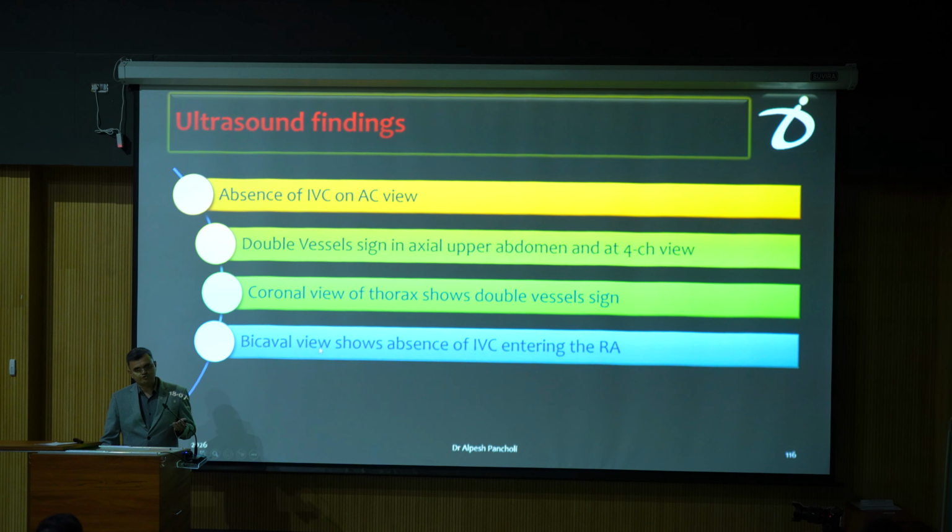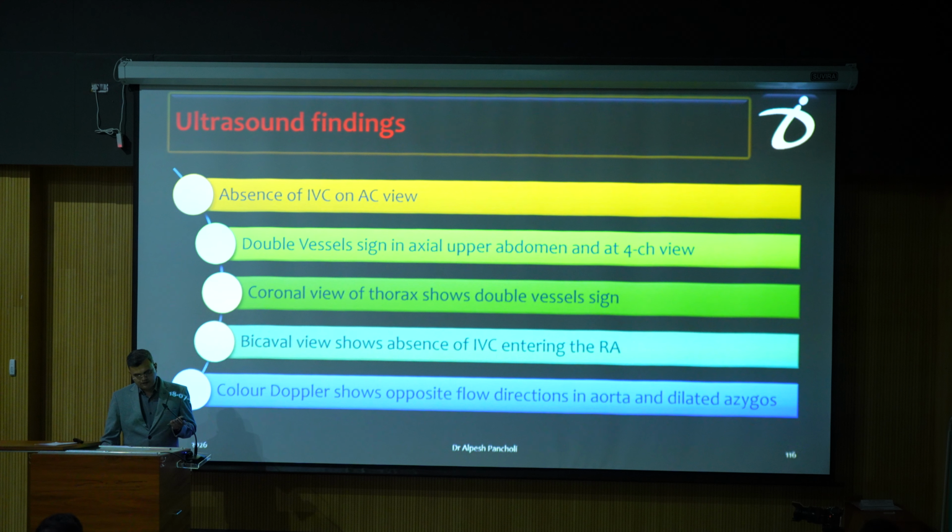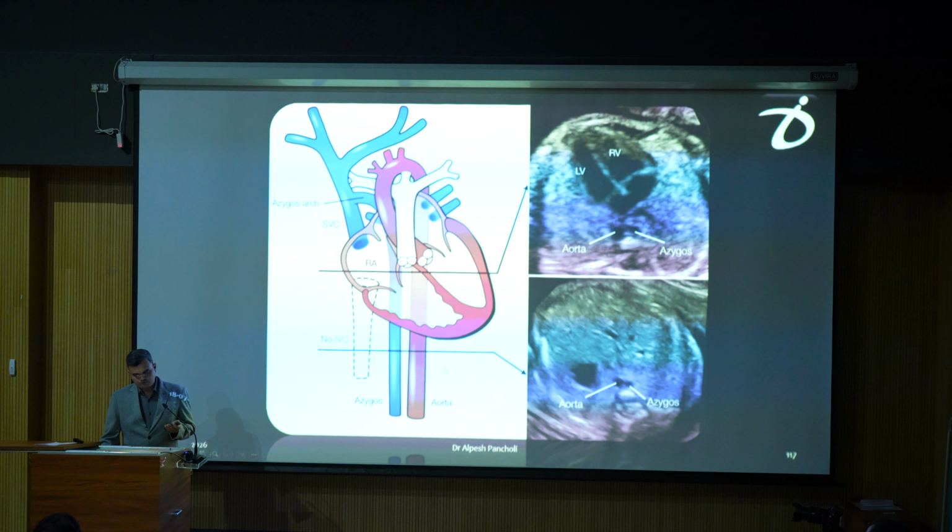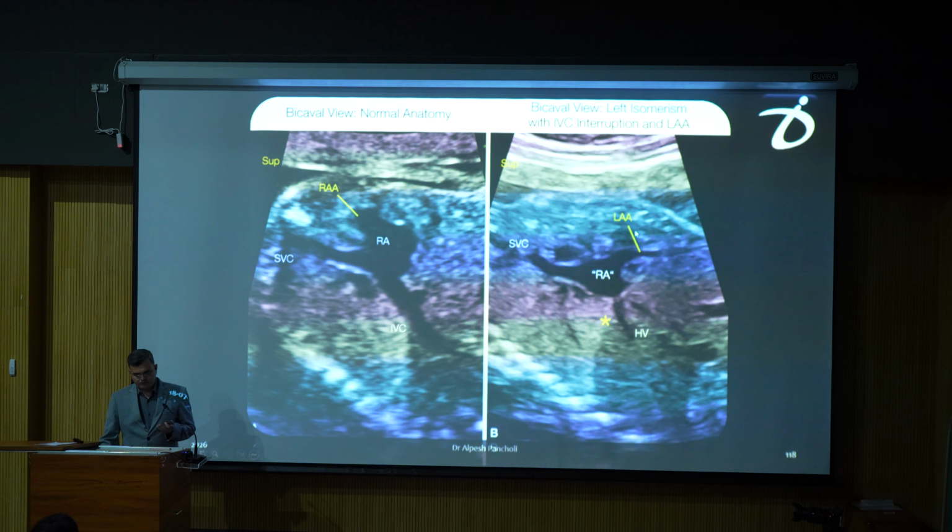And the bicaval view shows the absence of IVC entering into the right atrium. I described this earlier. At the level of abdominal circumference, at the stomach level, there is no IVC. We have a dilated azygous vein. At the level of the 4-chamber view, in the area behind the heart, there is a dilated azygous vein.